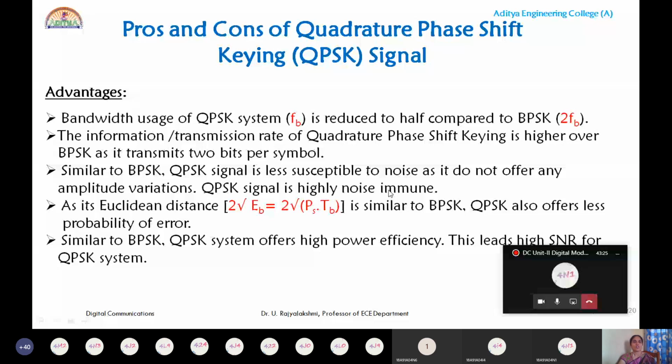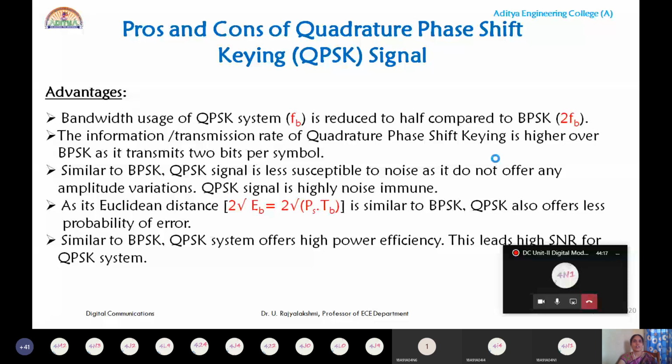Now similar to BPSK, the QPSK system also offers high power efficiency. This leads to high SNR for the QPSK system, because the probability of error is less and the signal power is high. This is similar to BPSK, but compared to BPSK, it has two advantages: bandwidth is reduced to half and information rate is doubled.